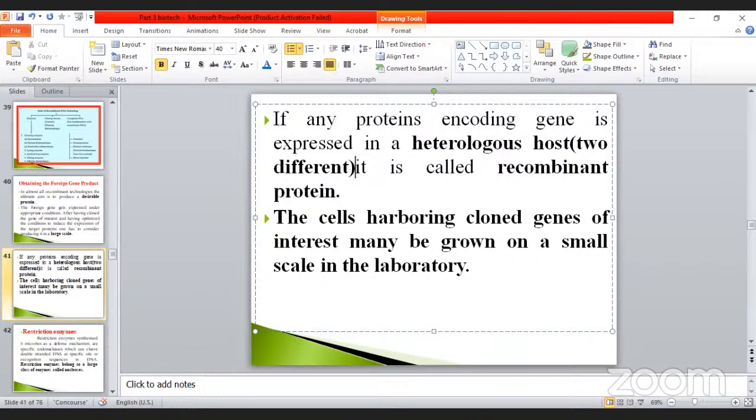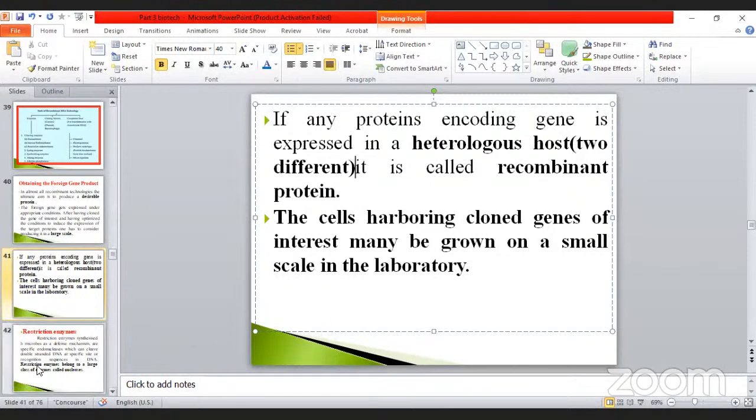Okay. Then the cells harboring cloned genes of interest may be grown on a small scale in the laboratory. Okay. If you want to produce millions of recombinant protein molecules within a small area, that is called a laboratory. We can do it throughout the world. The vaccinations are also prepared in a particular laboratory, isn't it? But they are used for which one? Worldwide. That is the reason. That is the important thing.